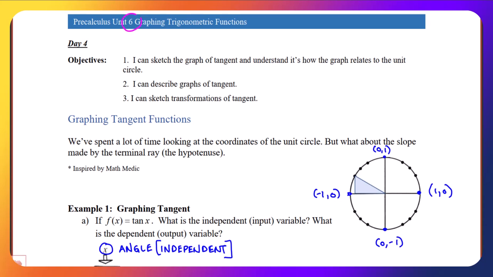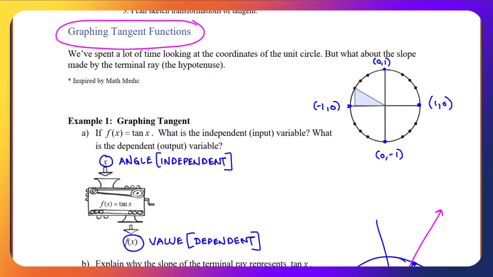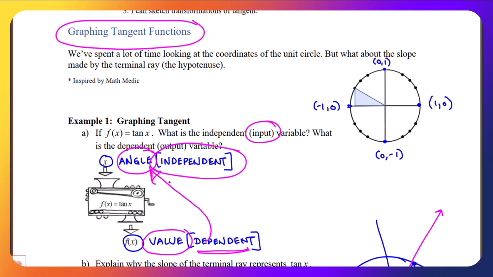Okay, Unit 6, Day 4. Today we're going to talk about graphing tangent functions. And like all the other functions, the input is an angle. That's the independent variable. Once that is chosen, the value of the function is determined, and so that depends on the angle.